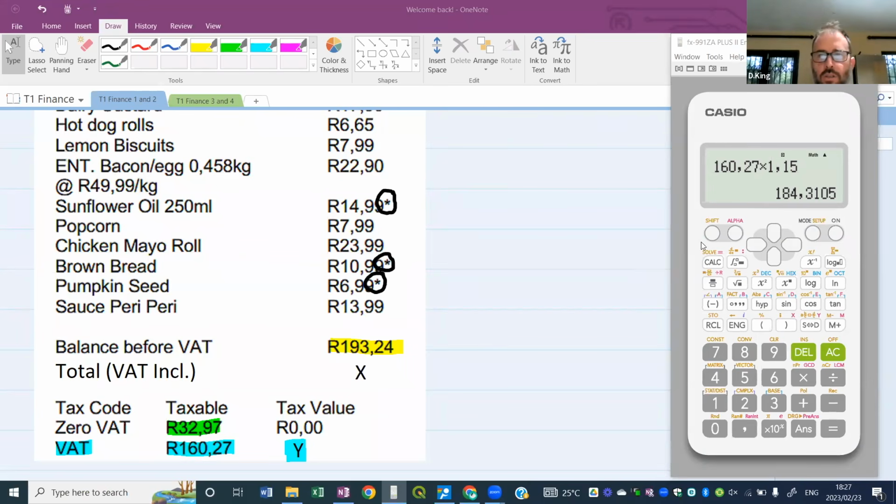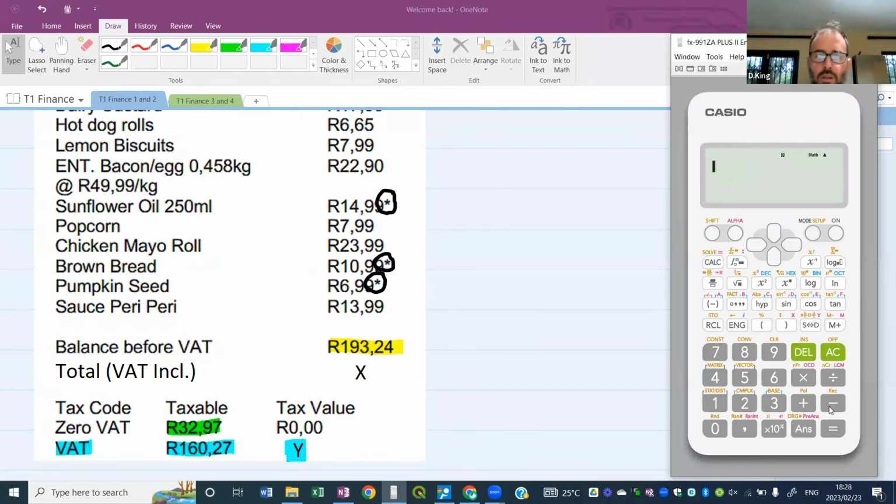What I could do, I'll show you what we could do, is that this is the amount with VAT included, and I know that 160 Rand 27 was the amount without the VAT. To find out what the VAT is, there we go. Well done. So what I could do is subtract. Okay, so I could minus 160.